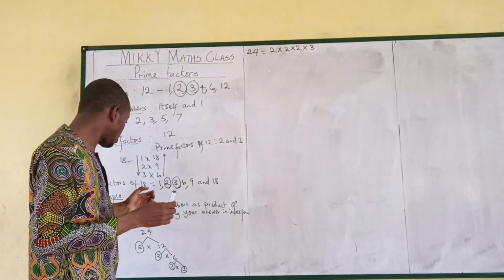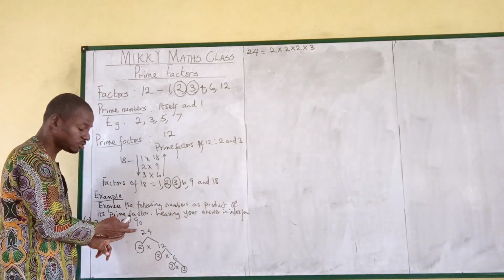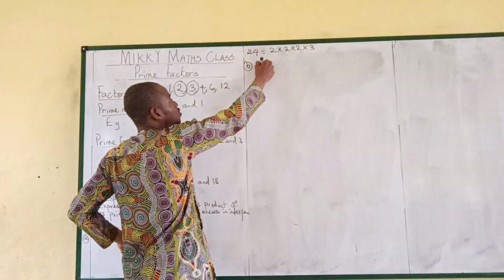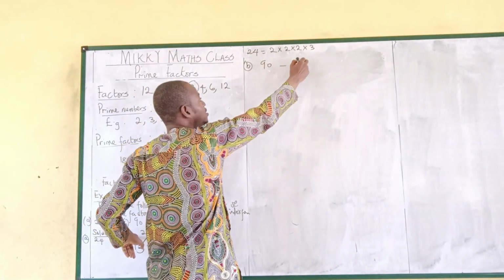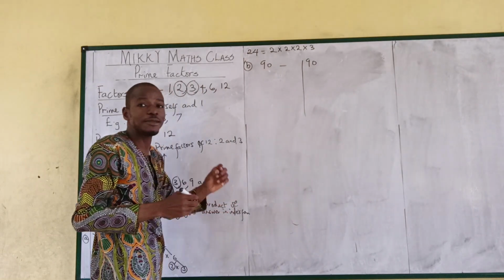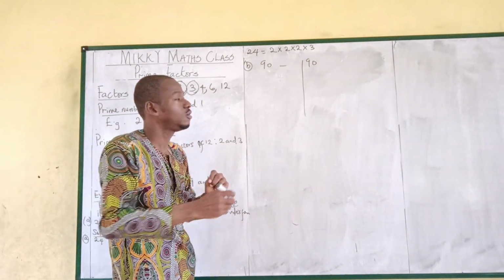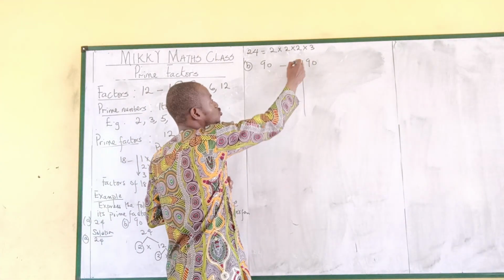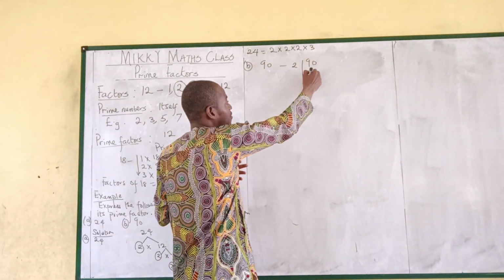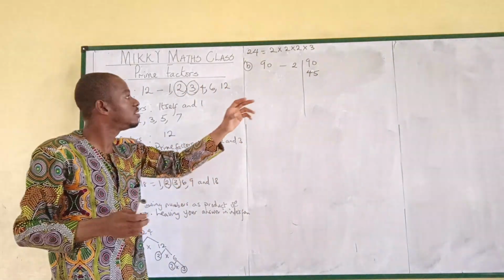Now, the second method you can use, let me use it for 90. The second method is by using successive division by prime numbers. The first prime number is 2. So let's use 2 to divide. 2 in 90, that will give us what? 45. 2 in 90 will give us 45.